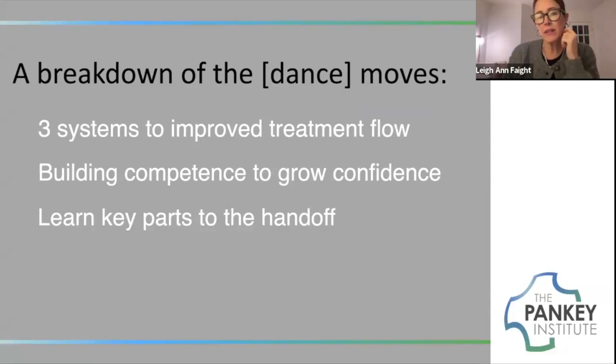We're going to talk about a process tonight that I think can really help your entire team build competence around your restorative or practice philosophy that will help them have the confidence to begin different conversations with patients. And then we're going to talk about the key parts to an effective handoff. Really, what does that mean? Where does it start? And some of the parts that I really love to talk about with regards to handoff in a 50-minute webinar.